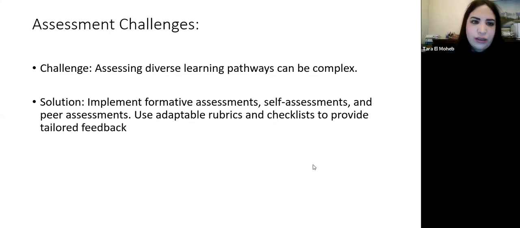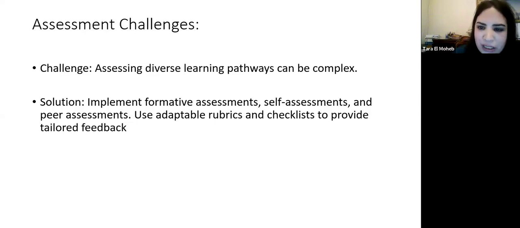Assessment challenge. Assessing diverse learners' pathways can be complex. Why? Because we will not spend our time over and over again looking for how to assess students. Some teachers looking for how to assess students will not know how to assess students. So what do we do? What is the solution?